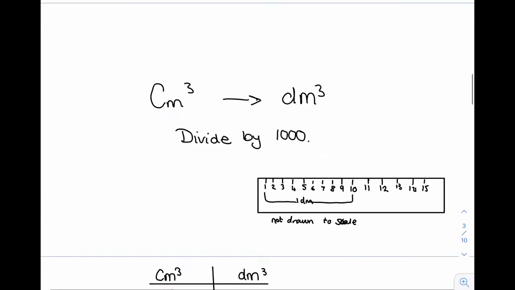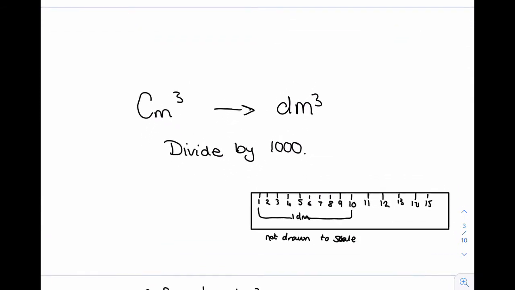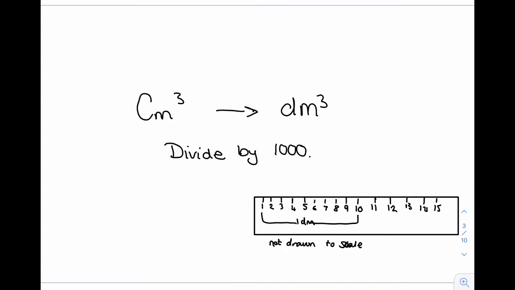So what is the difference between centimetre cubed and decimeter cubed? Because you might be asked in an exam to work out the mass of something and the volume is given to you in centimetre cubed. Now we have to convert it into decimeter cubed. It's really important that we're calculating concentration when the volume is in decimeter cubed rather than centimeter cubed. So what is a decimeter?